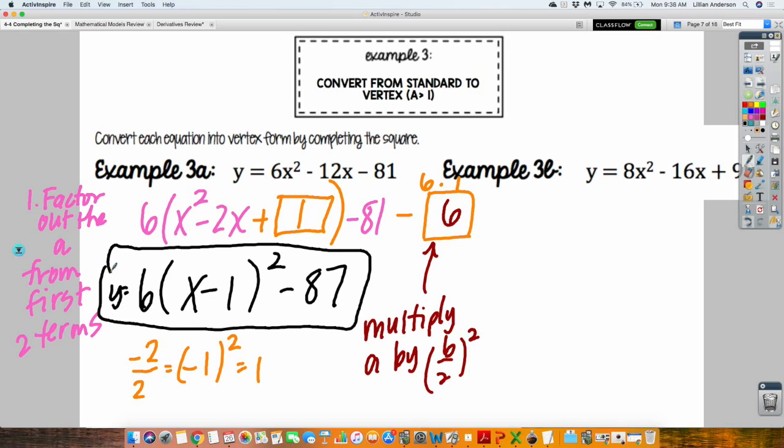So let's recap. When there is an a value, you factor it out of the first two terms only. Then you go through the process of completing the square. But what goes in this last box is the product between a and what you got when you completed the square.